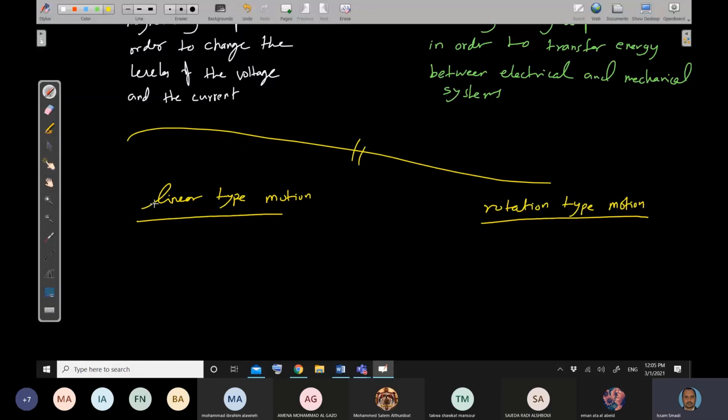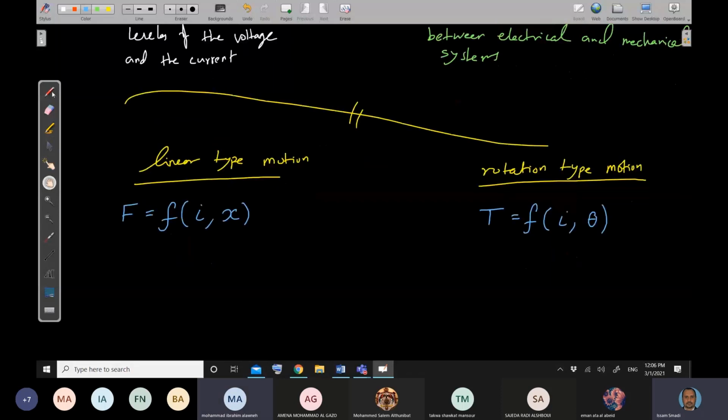So for the linear type motion, we have force. Here, I will say that the force must be written as a function of the machine electrical variables, which is the current, and the mechanical displacement, which is x. While for the rotation type machine, we have the torque, which must be written as a function of the same thing, the machine electrical variable, which is the current, and the displacement of the mechanical system, which is the angular displacement theta. Understood? Yeah. So simply, what is x? The displacement, the linear displacement.